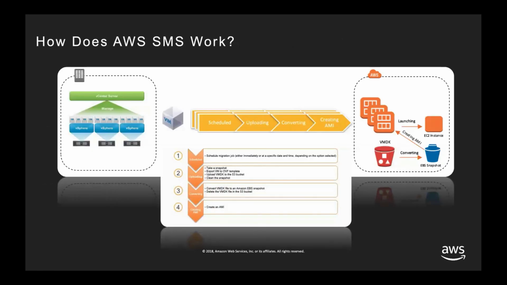So AWS Server Migration Service does that automation, it replicates it in, and it gets it ready to spin up on an EC2 instance. So you schedule your migration job, you take a snapshot, you upload it, and it converts it into an EBS snapshot. And then from there, you create the AMI. So that's the workflow that it takes care of for you in the process.